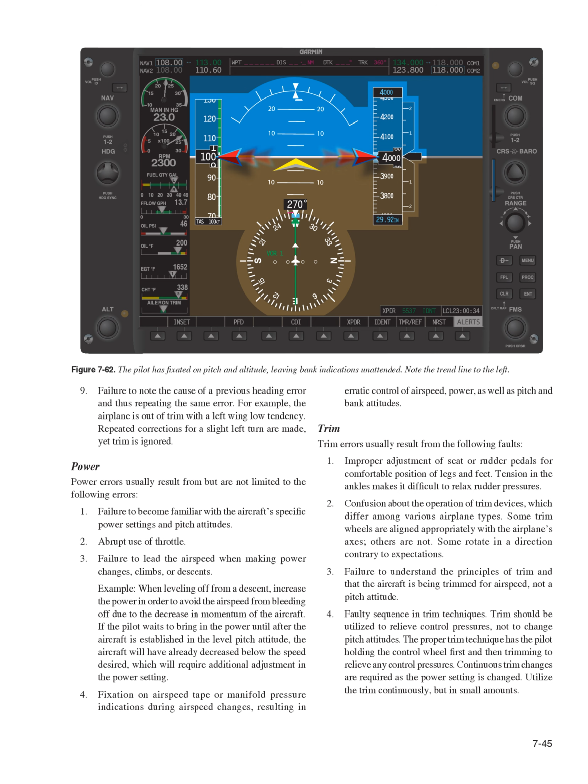2. Abrupt use of throttle. 3. Failure to lead the airspeed when making power changes, climbs, or descents. Example: when leveling off from a descent, increase the power in order to avoid the airspeed bleeding off due to the decrease in momentum of the aircraft. If the pilot waits to bring in the power until after the aircraft is established in the level pitch attitude, the aircraft will have already decreased below the speed desired, which will require additional adjustment in the power setting.